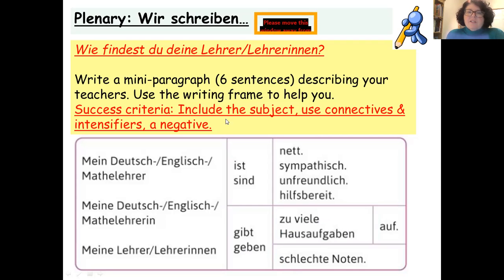So good. Now, success criteria here is I want you to include the subject, okay? So just don't say Lehrer, Lehrerin, and be very specific. Say mein Geschichtelehrer, mein Erdkundelehrer, etc. Use your connectives to join your sentences: und, aber, auch. Use some intensifiers: ein bisschen, ziemlich, sehr, etwa. And I want you to include a negative. Okay, I know it's not nice to talk about somebody, but in terms of language, yes, it is. Okay, so I want to hear a little negative. Aber mein whatever Lehrer ist ein bisschen unfreundlich und nicht sehr hilfsbereit. Okay, remember, it doesn't have to be true.